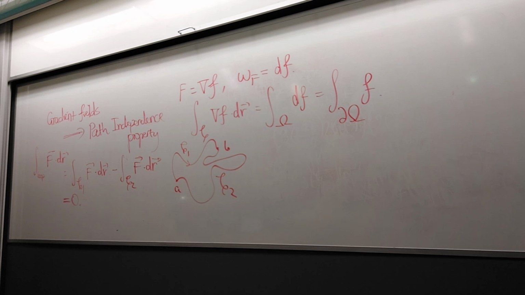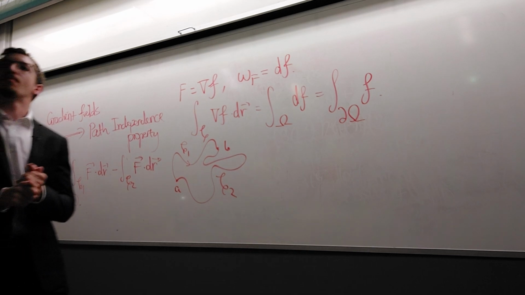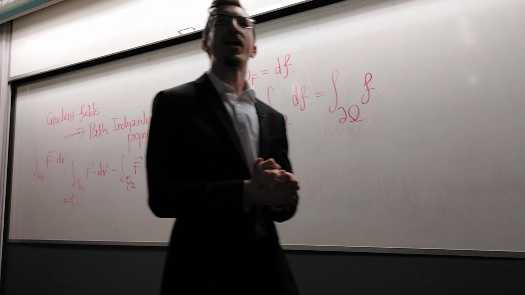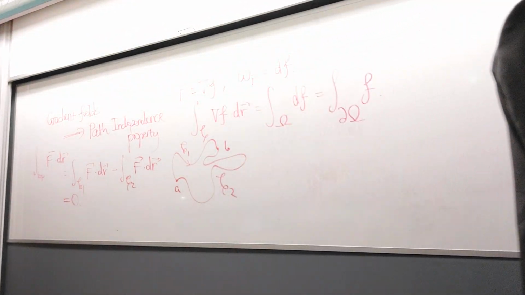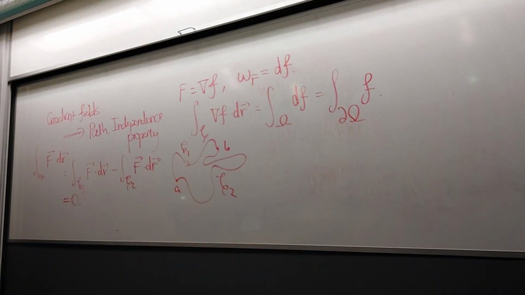This might be a really stupid question, but we did integrals over circles just earlier. That's a closed curve, but the thing was not zero, right? So it mustn't be a gradient field. Yep. Good, that's a good question.